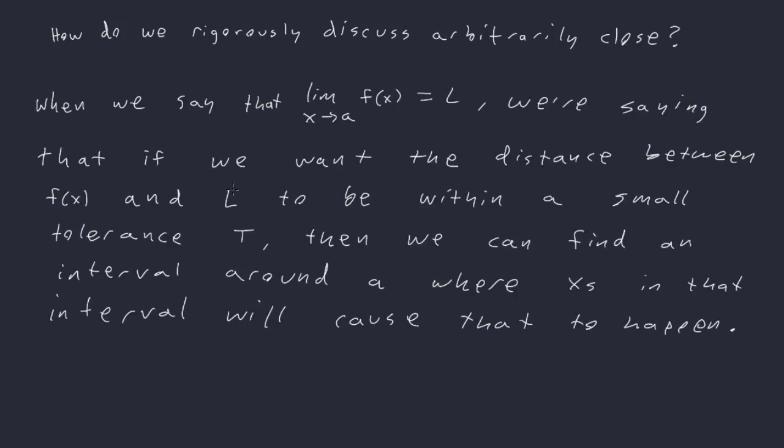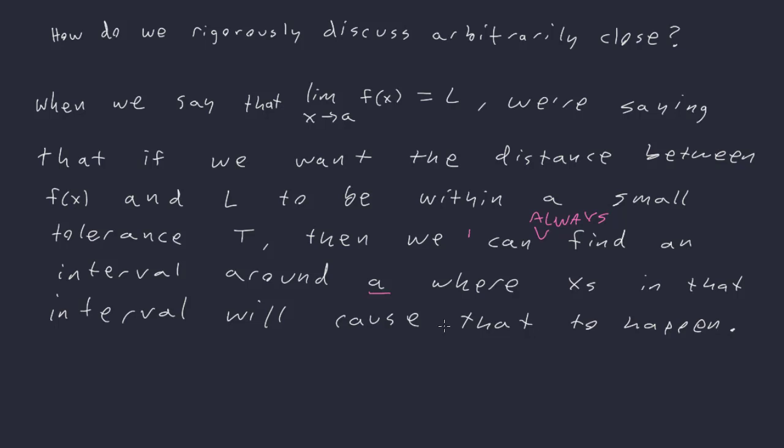Okay, so when we say that the limit of f of x as x goes to a is equal to L, we're basically saying that if we want the distance between f and L to be within a small tolerance t, then we can always, and that should be specified, we can always find an interval around a where x's in that interval will cause this tolerance to happen. Okay, well, what do I mean by that?